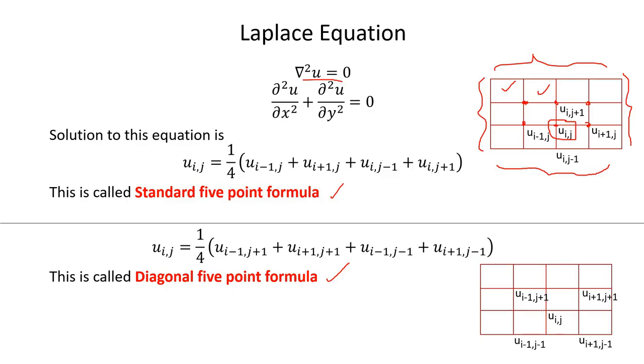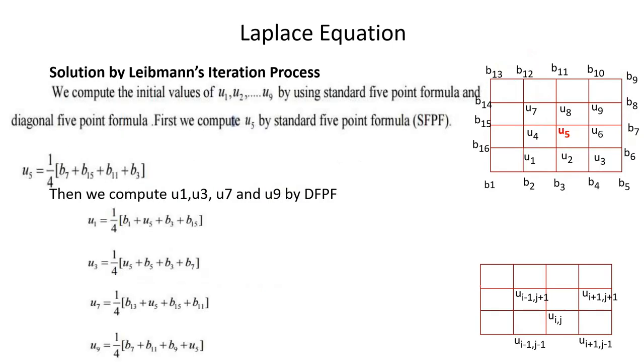Now the diagonal 5-point formula is this. The value at u_ij will be equal to 1 by 4, the average of u_i-1,j+1 plus u_i+1,j+1 plus u_i-1,j-1 plus u_i+1,j-1. So this is the diagonal 5-point formula. Here we will be using the Laplace iteration process in order to solve the Laplace equation.